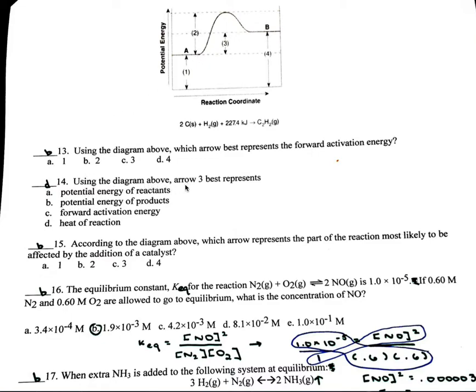Using the diagram above, arrow 3 best represents, okay, so here are my products, here are my reactants. Notice this is representing the distance between the energy of my products and my reactants. That is the definition of your heat of reaction. So the answer is D.